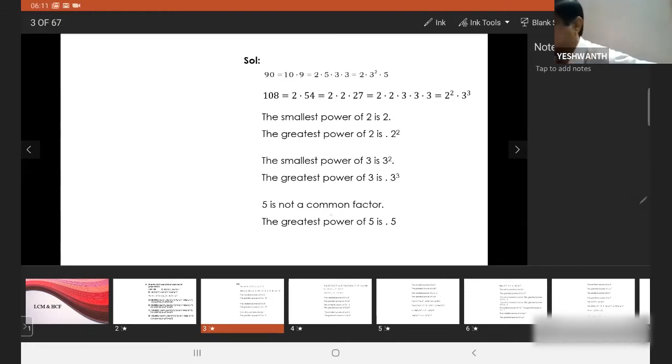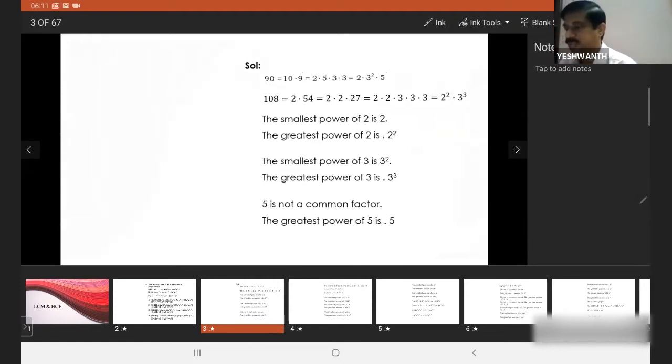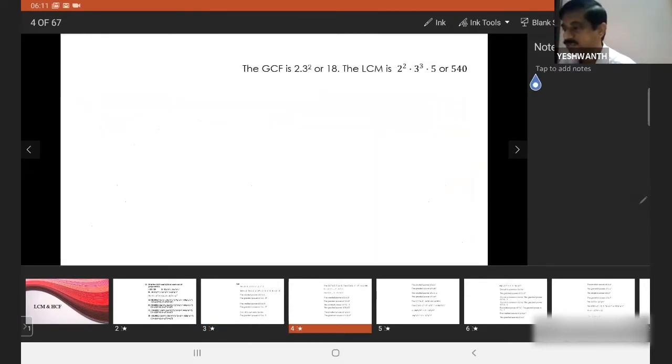So the greatest power of 5 is 5 only. So what is HCF or GCF? HCF or GCF, both are the same. You take the product of the smallest powers, and LCM is the product of the greatest powers. So that is the LCM and HCF. Similarly for B and C, which we have already discussed. Okay. So let's go to the next question.